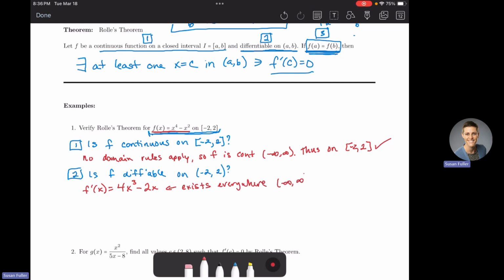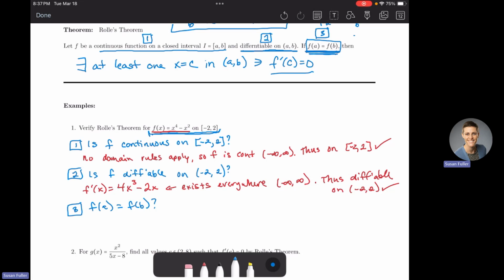From -infinity to infinity. Thus, we are differentiable on the open interval from -2 to 2. No problems anywhere. Awesome. Now, because this is Rolle's theorem specifically, the special case of the mean value theorem, I have one more box to check to be able to apply this, and that is, does f of a equal f of b?